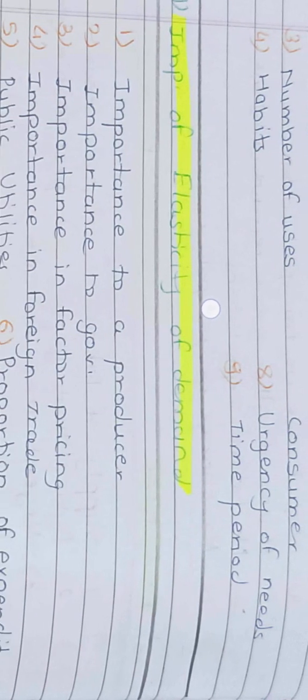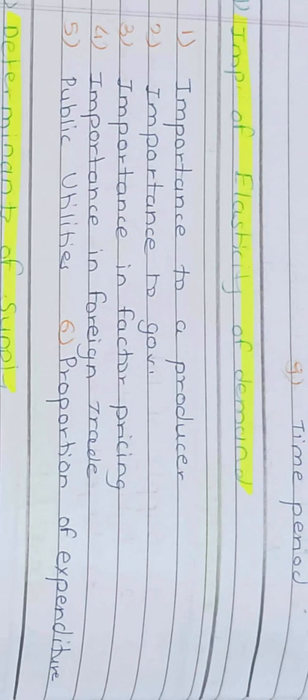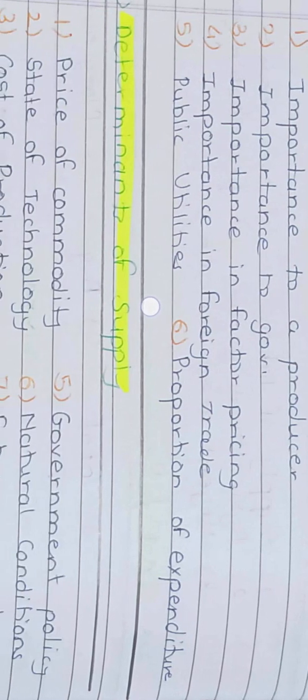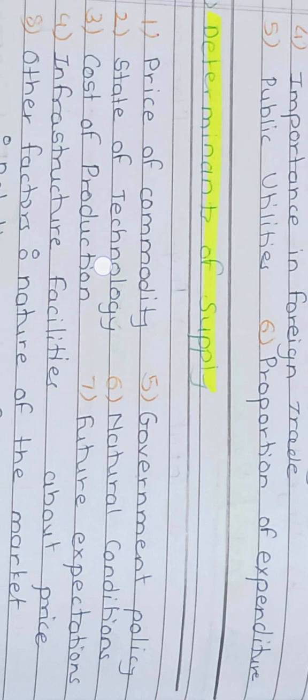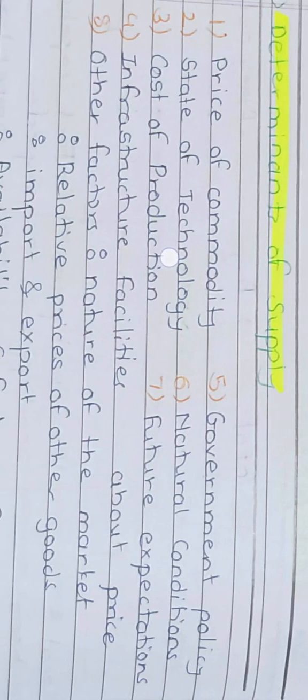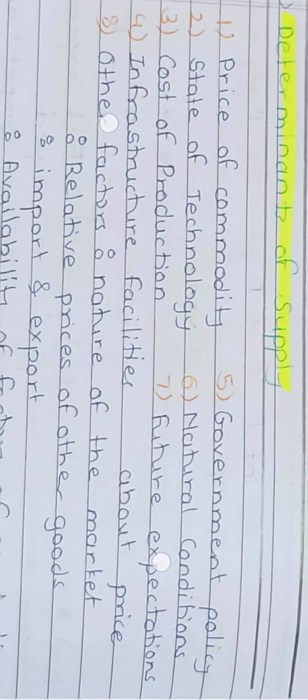Importance of elasticity of demand. Importance to a producer, importance to government, importance in factor pricing, importance in foreign trade, public utilities, and proportion of expenditure. Now let's see determinants of supply. That is factors affecting the supply of product.